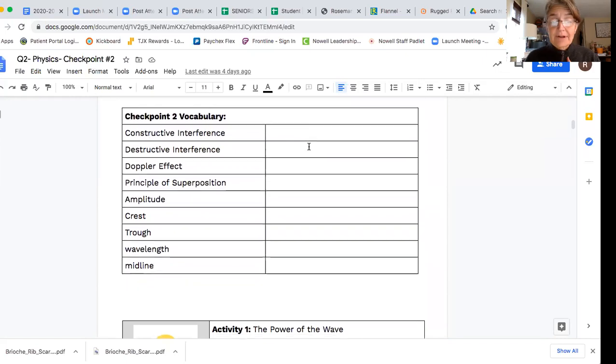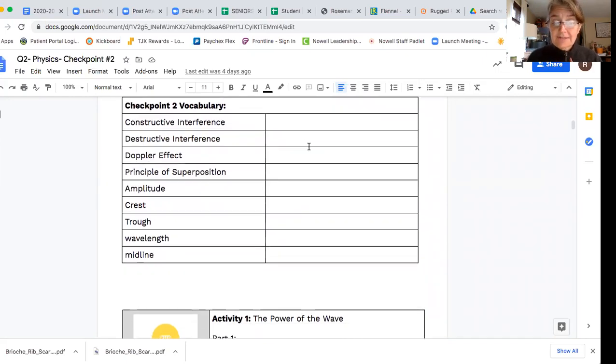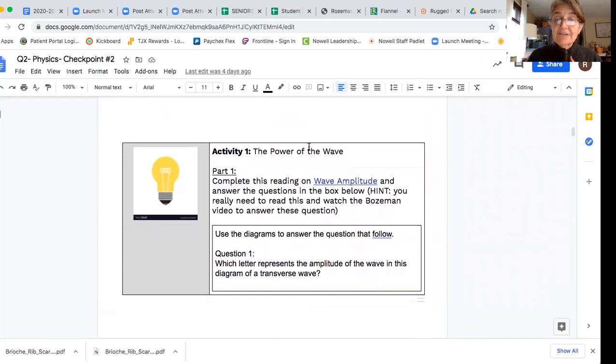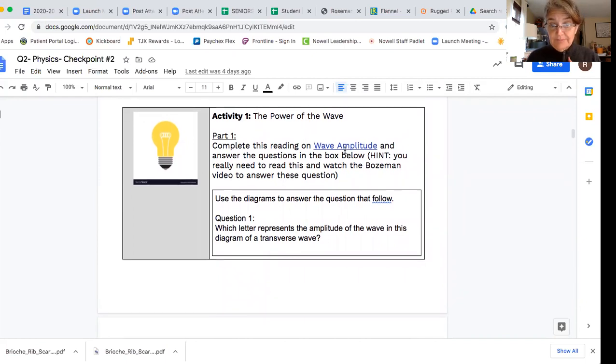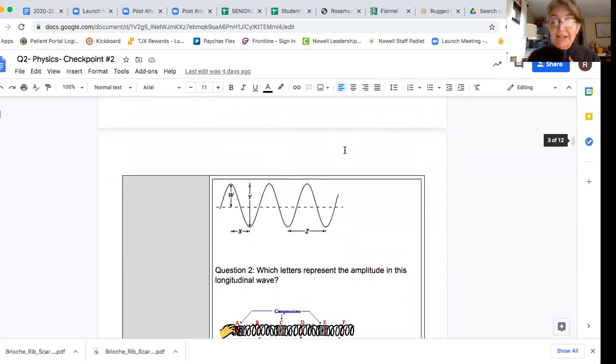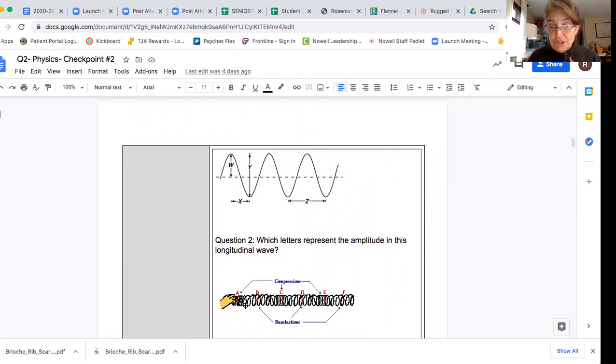Here's the vocabulary that you'll need to know for this checkpoint. Please fill in the box. Okay, in activity 1, you're going to complete a reading on wave amplitude. And we're going to take a look at 2 different types of waves. The transverse wave that we see here and the longitudinal wave like a slinky, okay?